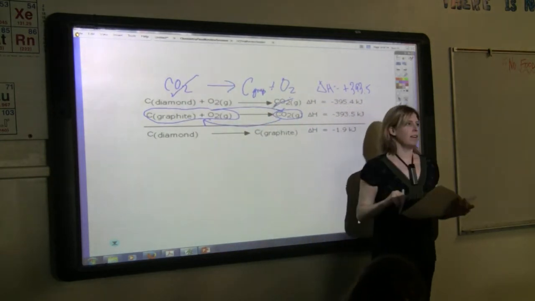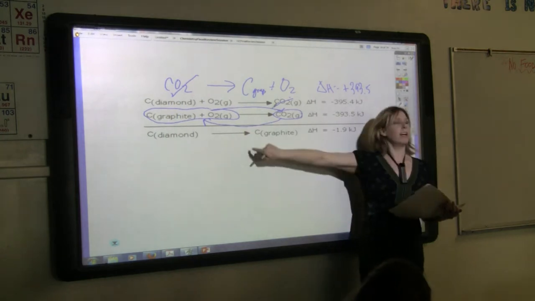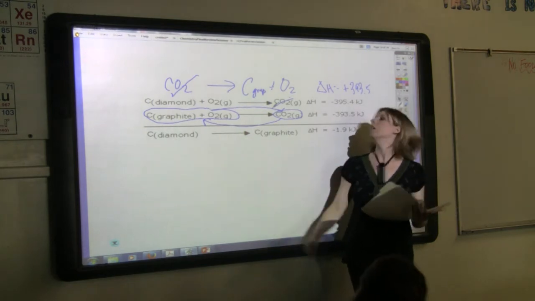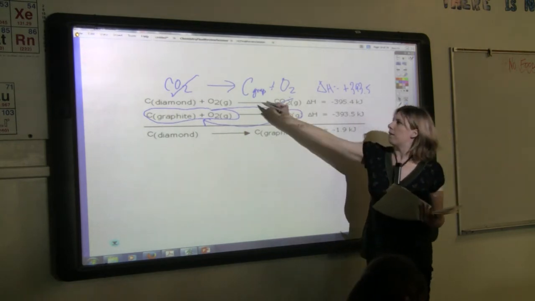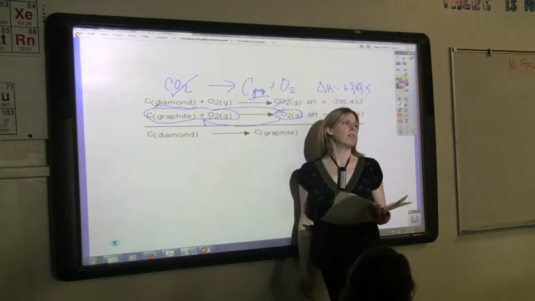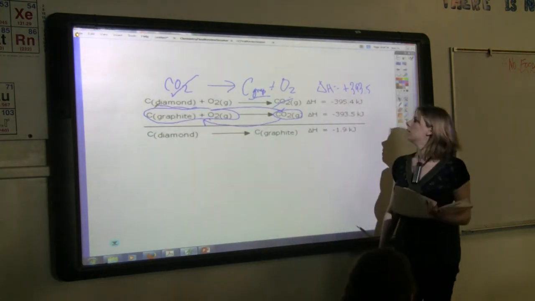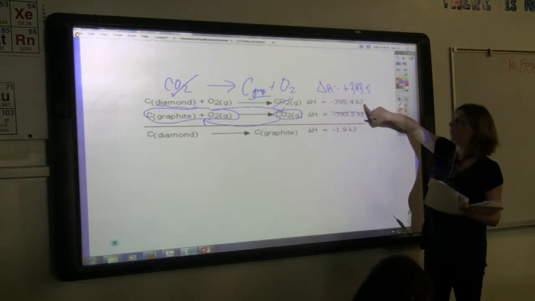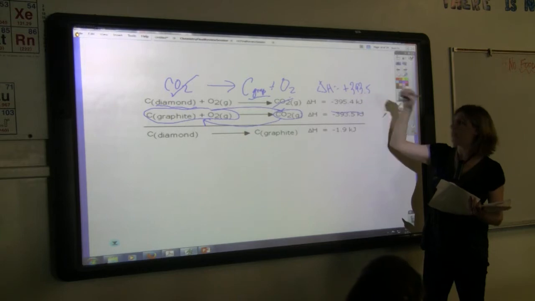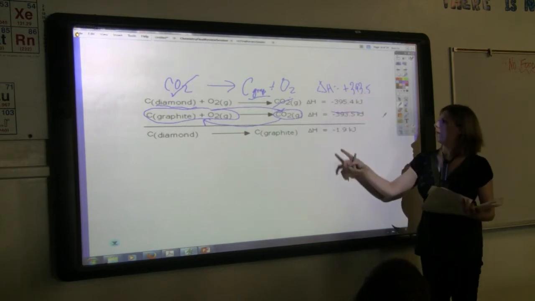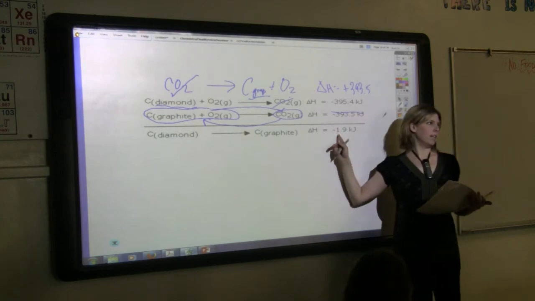I can cross out my carbon dioxides, which is great because they're not in my final equation, are they? So they have to cancel. And then all I'm left with is the graphite on the product side and the diamond on the reactant side. And then you can just add these down. So positive 393.5 plus negative 395.4 gives me a delta H of negative 1.9.